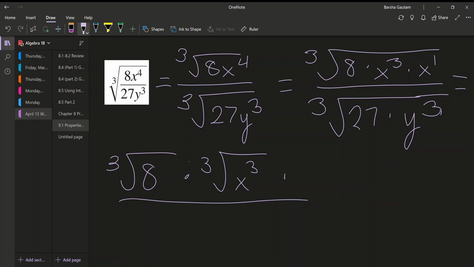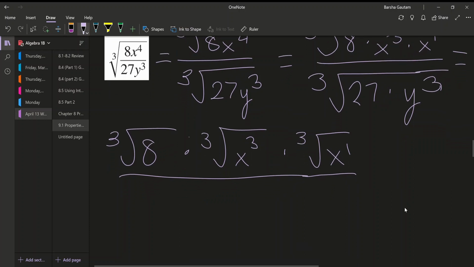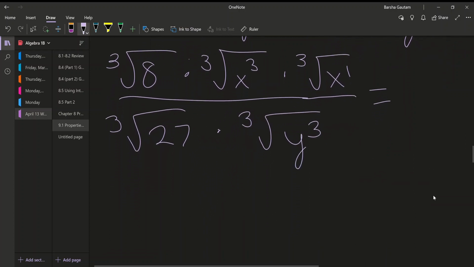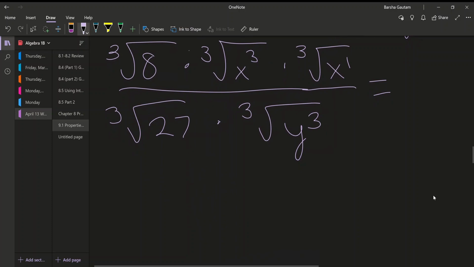This is still the same equation. Nothing has changed. This equation up here is still the same as this down here. Alright, so now we're going to simplify this.